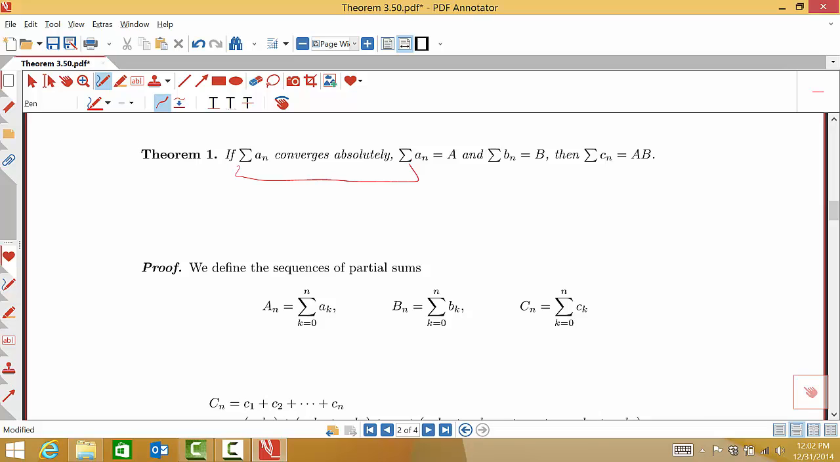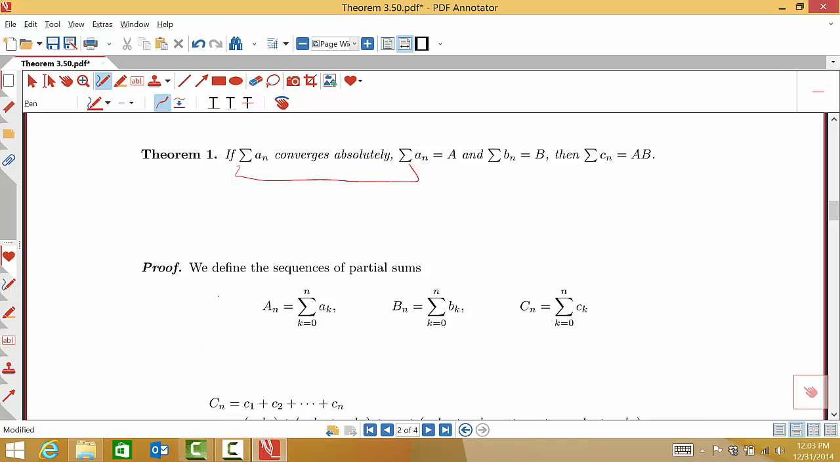This fact that the series is absolutely convergent, it converges absolutely, that is critical to the proof. And in fact, without it, the statement itself can be false. So let's prove this.